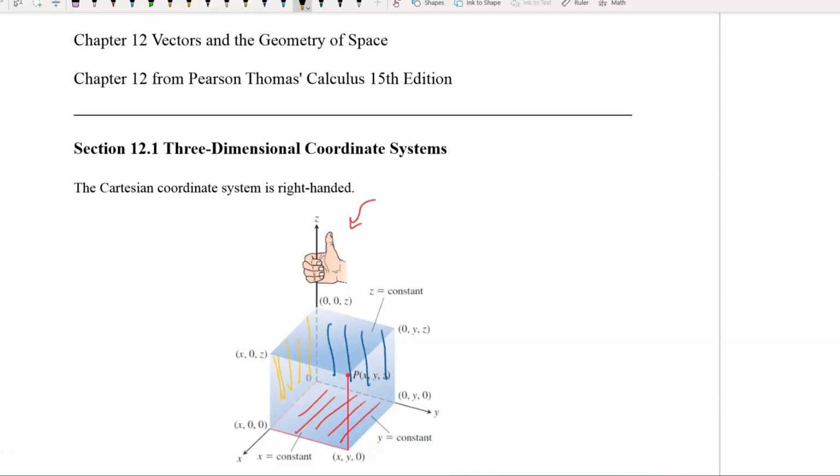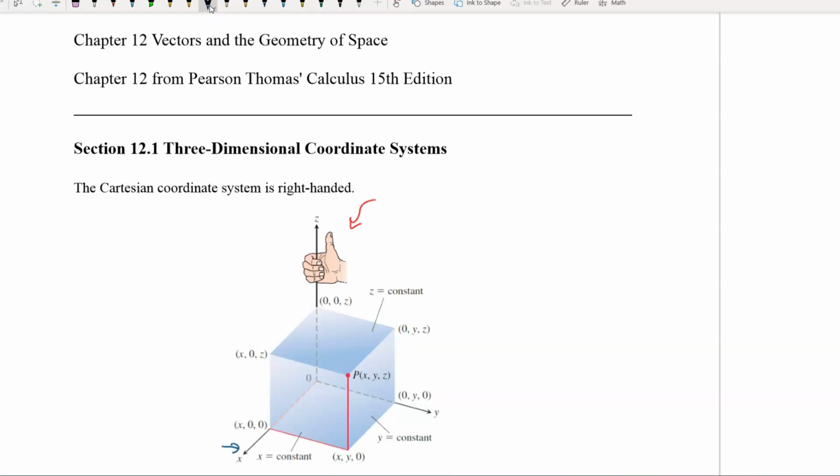On this part we have xz. So on the xz plane, y is 0, and on the xy plane, z is 0, and finally on the yz plane, x is 0.